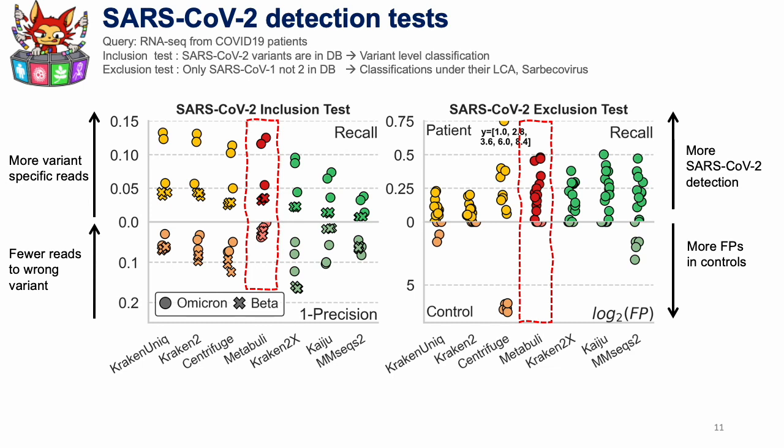When we included Metabuli in this benchmark, as you can see, it showed top-level performance in both tests. It classified a similar number of variant-specific reads in the inclusion test, and in the exclusion test, it showed a recall similar to Kaiju, and it didn't make any false positive hits in control samples.